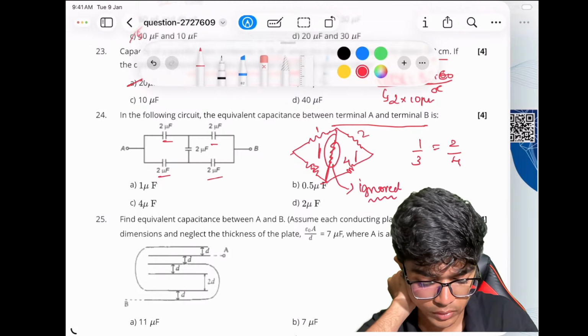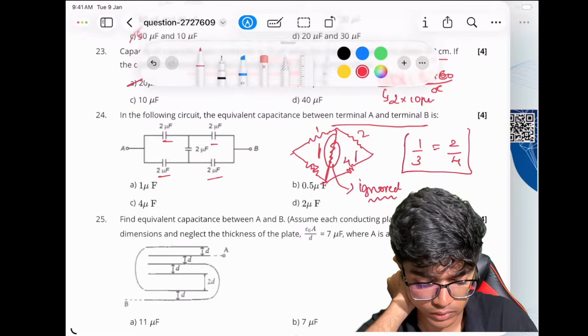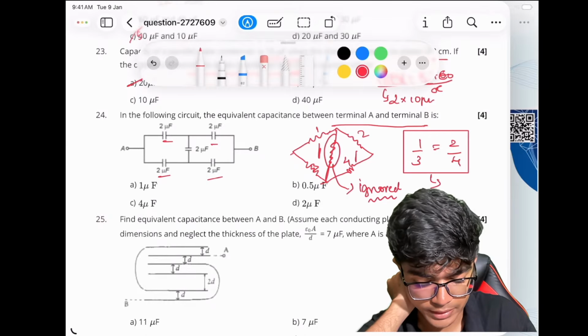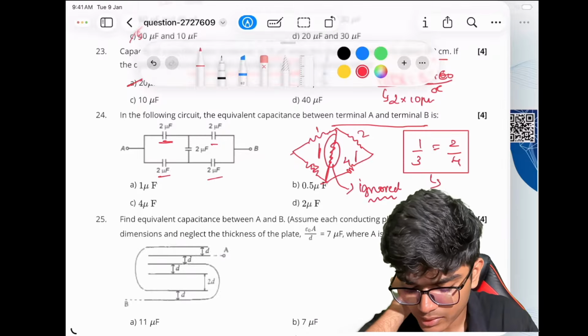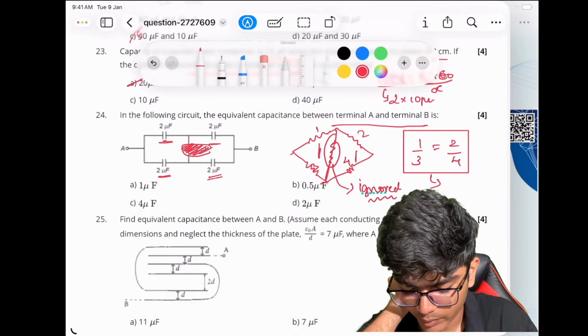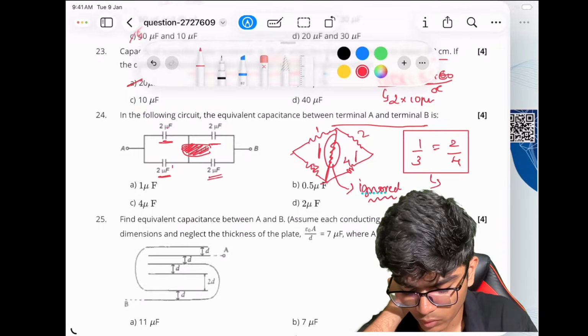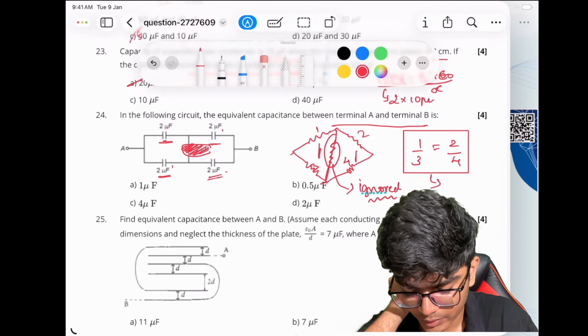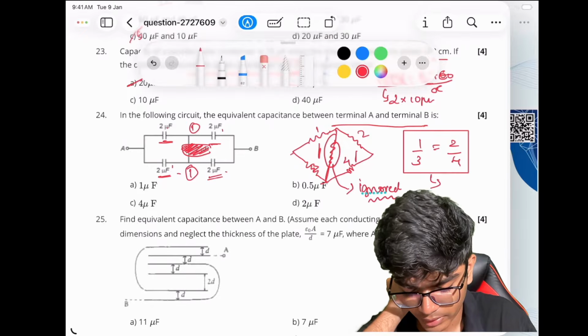Okay, so 1 by 3 is equal to 2 by 4. Okay, when it is like this, this resistor can be ignored. Similar for capacitance, since the ratio is same, I can ignore this one. So we don't need this. Okay, so these two are in series, so it's 1 effective. 1 is in parallel, so the answer is 2.